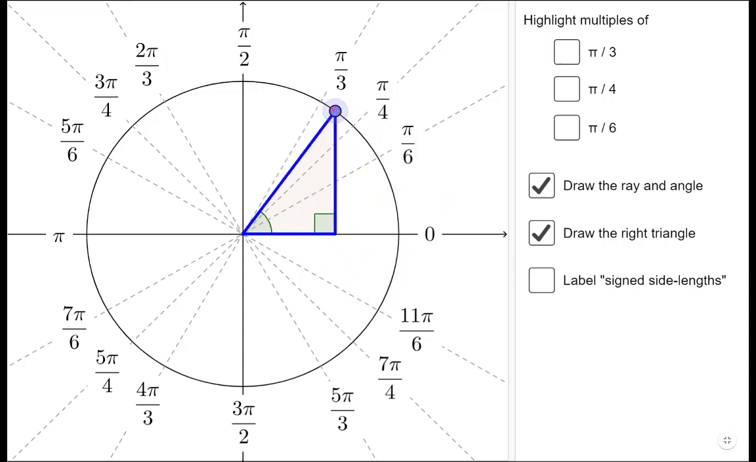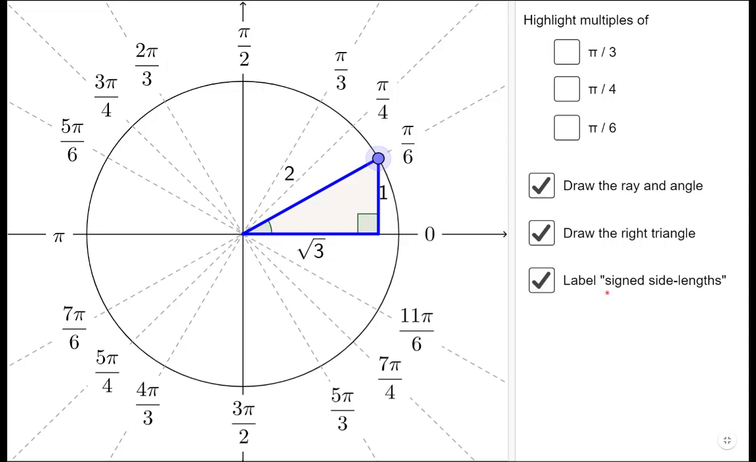So this angle of pi over 3, that's really the same thing as 60 degrees. So this triangle is a 30, 60, 90 triangle. And so if I label the side lengths, these side lengths are 1, 2, square root of 3. If I drop this down a little bit, there's my 45, 45, 90 triangle. So an angle of pi over 4 radians is the same as 45 degrees. And the side lengths are 1, 1, square root of 2. Here's another 30, 60, 90 triangle, and the side length ratio is 1, 2, square root of 3.